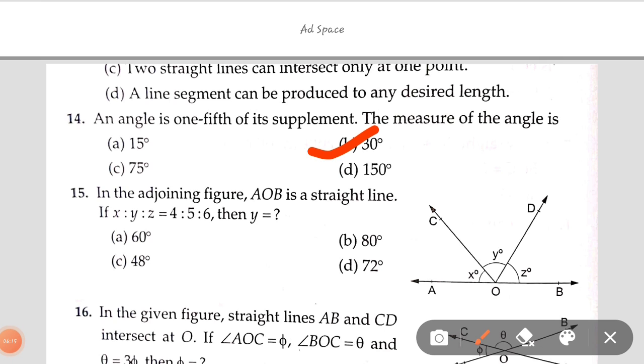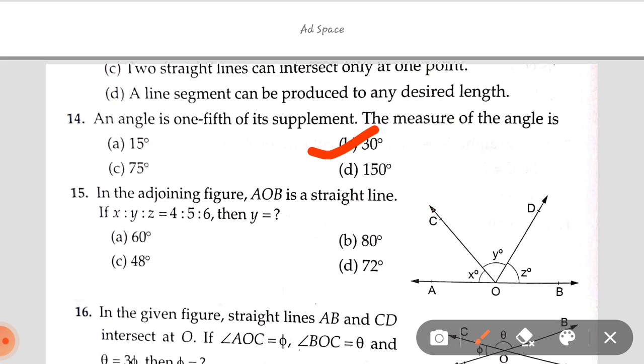Now solve it, then you find that x is equal to 30 degrees. In the next question, in the adjoining figure, AOB is a straight line. If x is to y is to z is equal to 4 is to 5 is to 6, then y is equal to what?